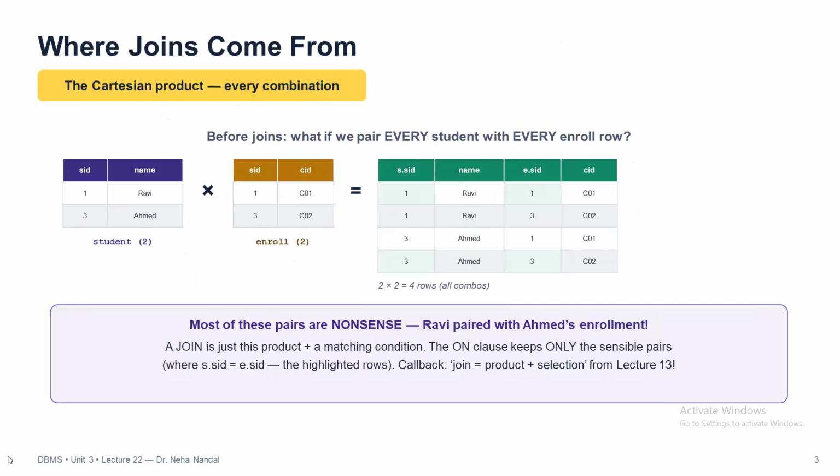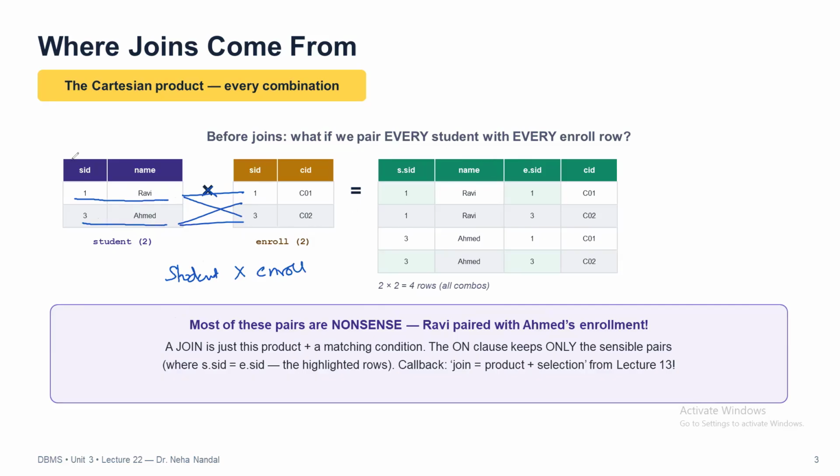See what is happening here. The Cartesian product is happening between the student table and the enroll table: student cross product, or Cartesian product, enroll. The first row, 1 Ravi, will be combined with both rows of the enroll table. In the same way, the second row, 3 Ahmad, will be combined with both rows of the enroll table. So how many rows will we get? 2 for Ravi, 2 for Ahmad, 4 rows.